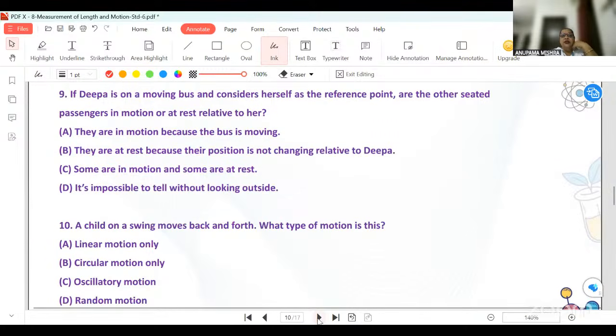If Deepa is on a moving bus and considers herself as the reference point, are the other seated passengers in motion or at rest relative to her? What do you think? What do you expect it will be?